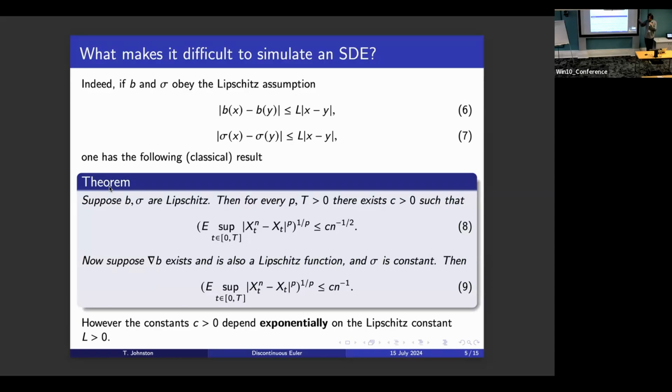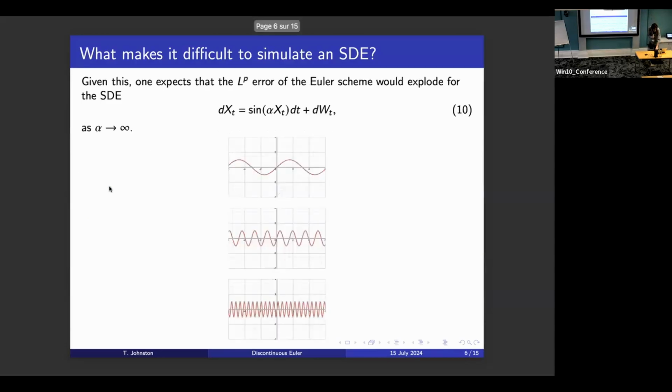So one expects that if B and sigma are very oscillatory, then these bounds will be very large, and the numerical schemes will be quite inaccurate, even for small step size. So given this, say if we pick an SDE with drift sine(alpha x), as we increase alpha, as the drift becomes more oscillatory, as it becomes more sensitive to the space variable, one expects that the performance of the Euler scheme will get very, very bad. So when the drift is very sensitive to the position, one expects very bad performance with the Euler scheme using these kind of classical bounds.